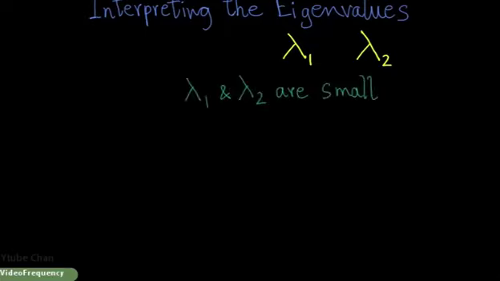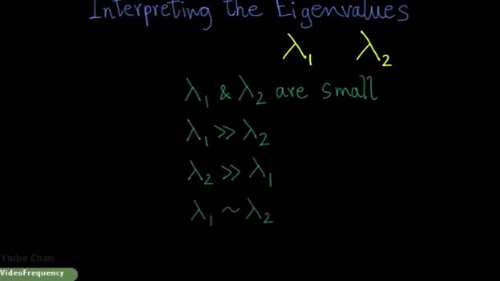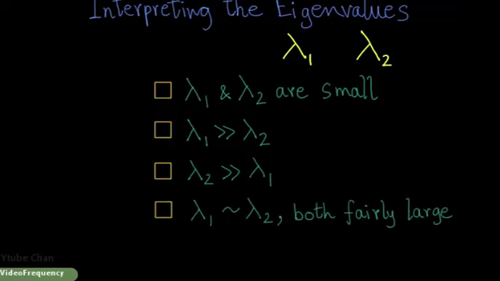Is it when lambda 1 and lambda 2 are small? Or when lambda 1 is much greater than lambda 2? How about the opposite? That is, lambda 2 is much greater than lambda 1, say an order of magnitude larger. How about when they're of comparable magnitude and sufficiently large? Remember, select the cases where the optical flow equations become solvable. That is, you get definitive values for u and v. We've seen this before during Harris corner detection.